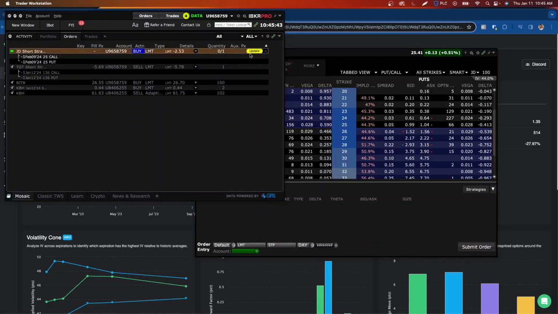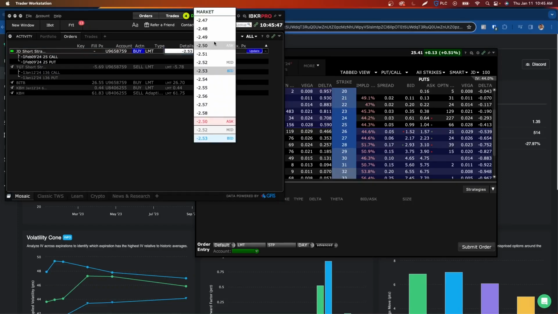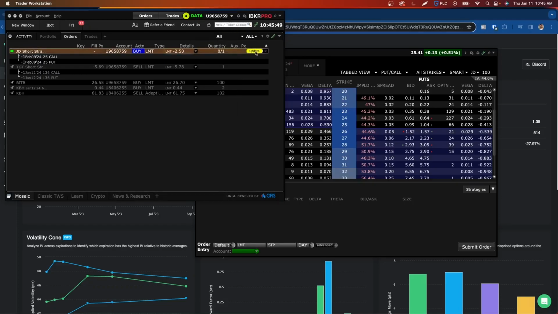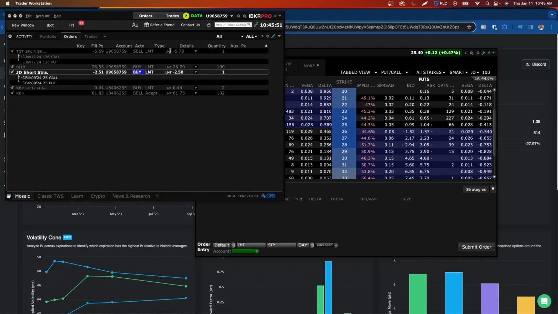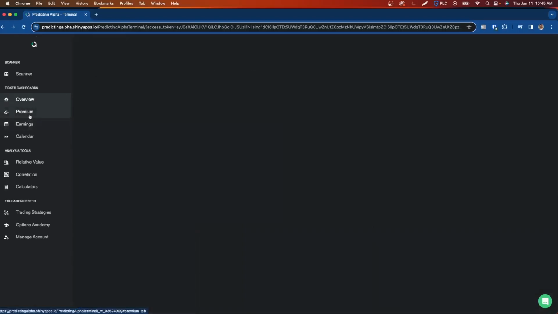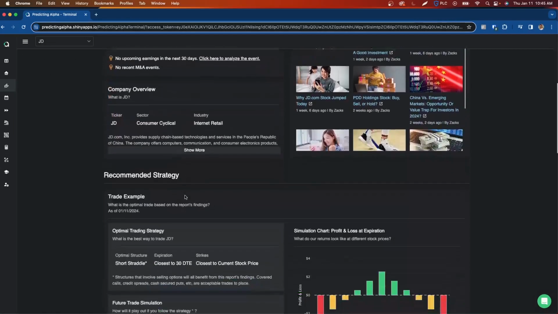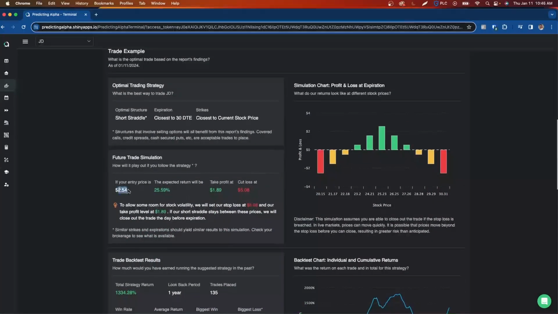2.56. Let's go 2.53. Nope. And we might as well just hit the ask here. It's whatever. All right. Cool. So we're getting a fill at 2.50. On paper here, we were supposed to get a fill at roughly, I believe it was 2.54. So we lost 4 pennies there relative to what was forecasted for us.